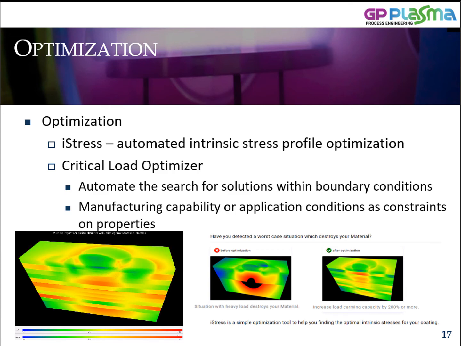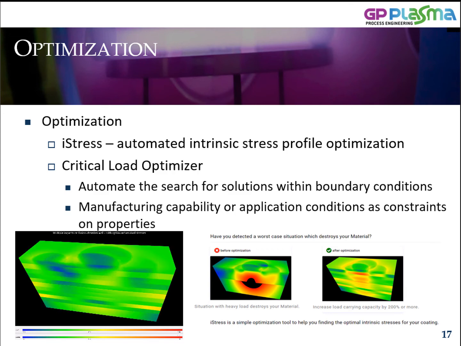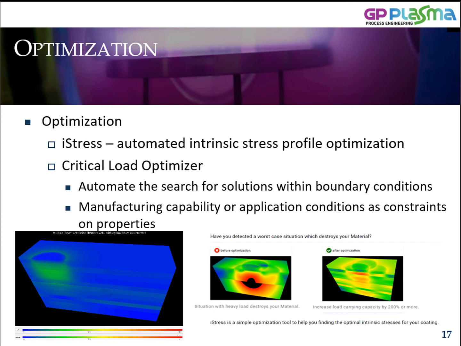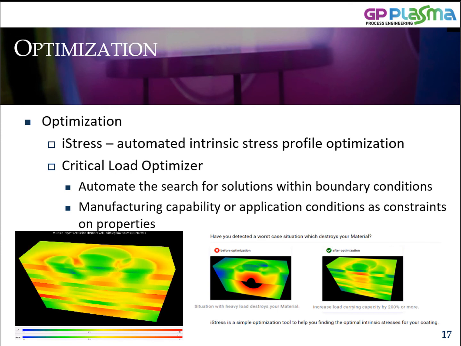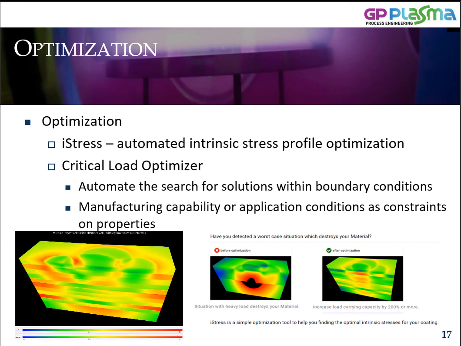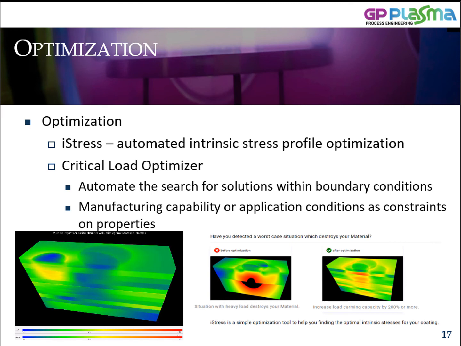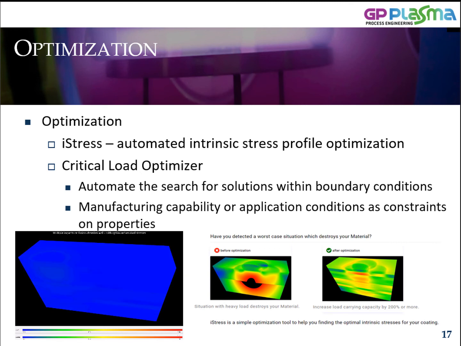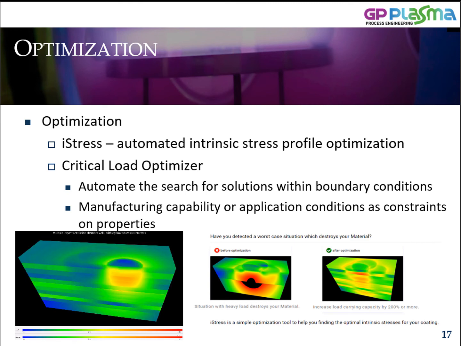Now, the Istress module allows you to do automated intrinsic stress profile optimization. So basically it takes what you would do with a manual search with the Film Doctor and automates that, so you can now do many different combinations, but you can do them extremely quickly. The critical load optimizer allows you to automate the search for solutions within desired boundary conditions.